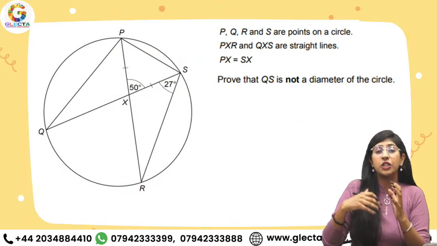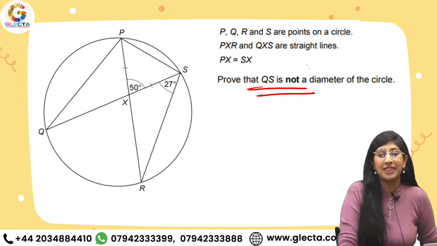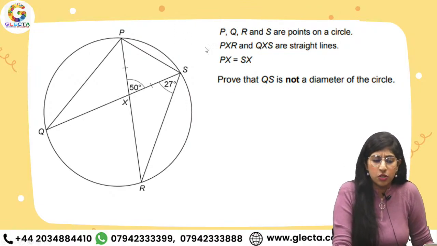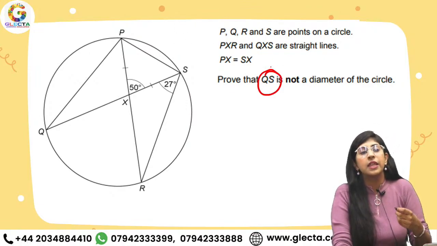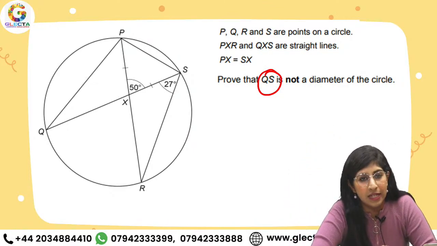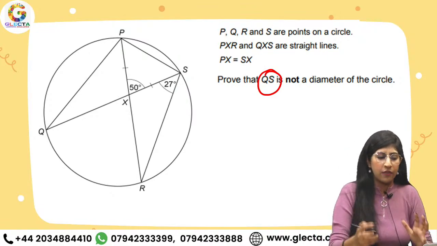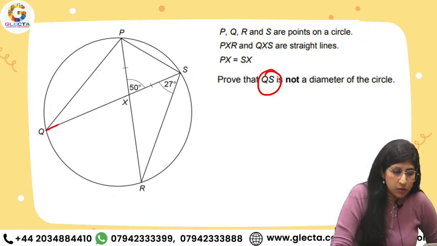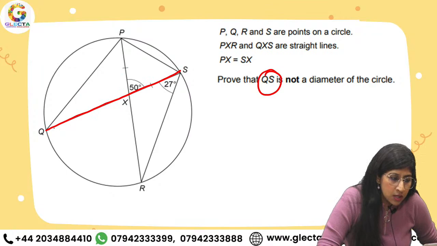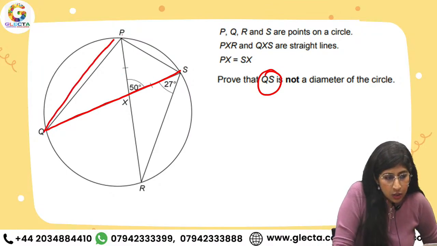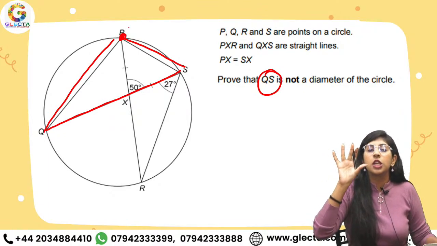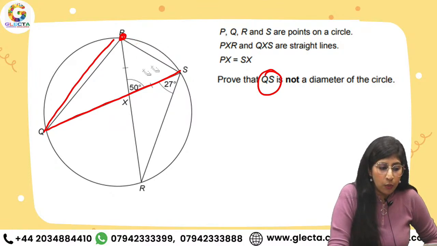Like I told you, in your exam you would have questions like, prove that this is not a diameter. For those kinds of questions, if QS is not the diameter, what do we have to show? We have to show that the angle formed is not 90 degrees. So if I talk about this line QS, it subtends angle QPS at the circumference. So I need to work out angle QPS.